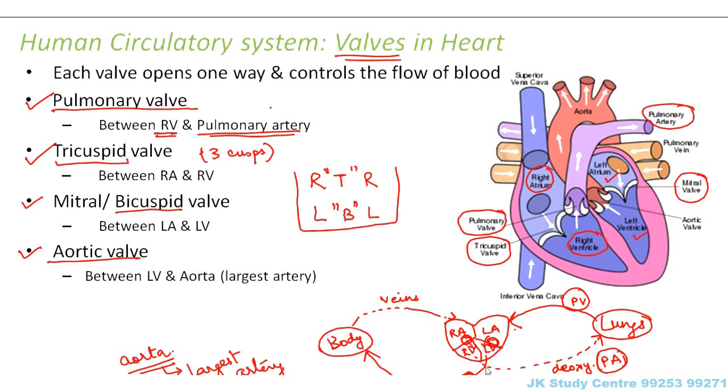From the right ventricle, it is going out to the lungs. So we need a valve. Again, from the left ventricle, it is going out to the body. So we again need a valve. So this valve is known as the aortic valve.